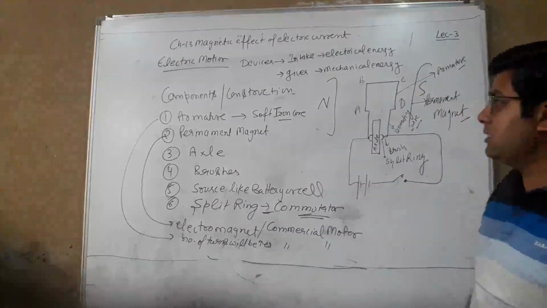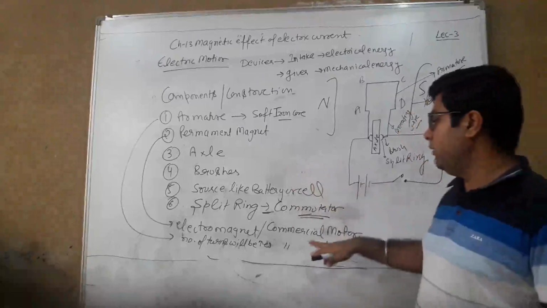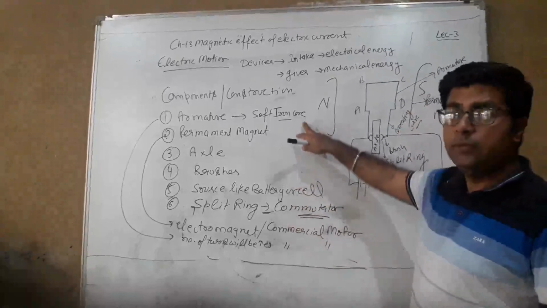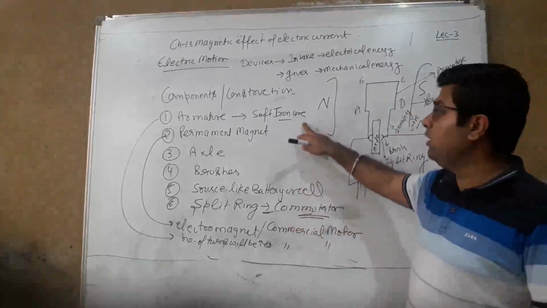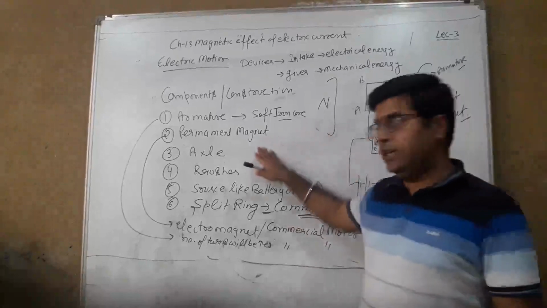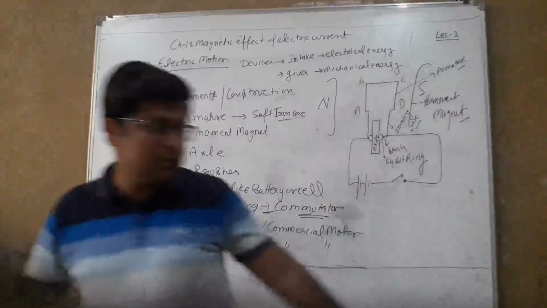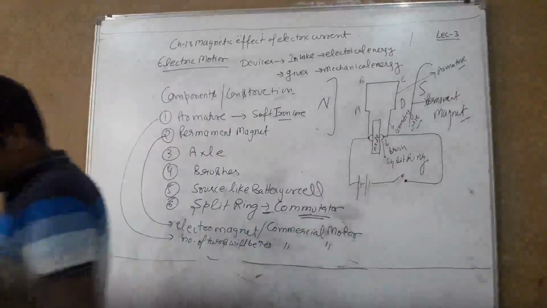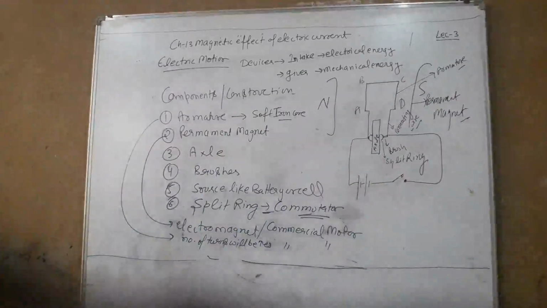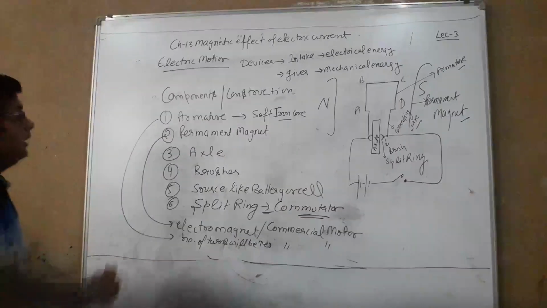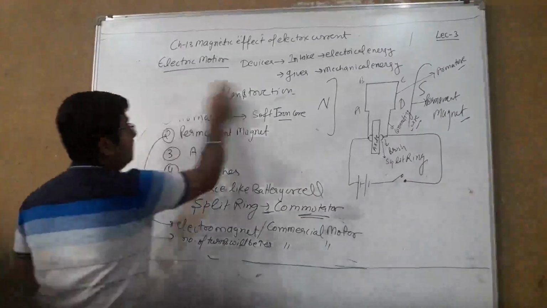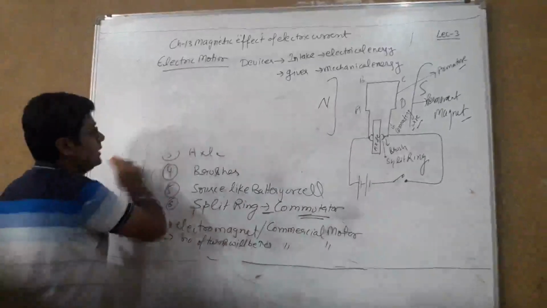So what are the changes? We can use an armature having a large number of turns, and we can replace the conducting body with a soft iron core. We can use an electromagnet for commercial purposes. Note it down so that I can erase all the things. Okay, next, beta, is working.